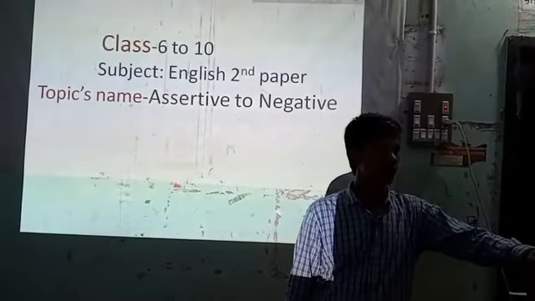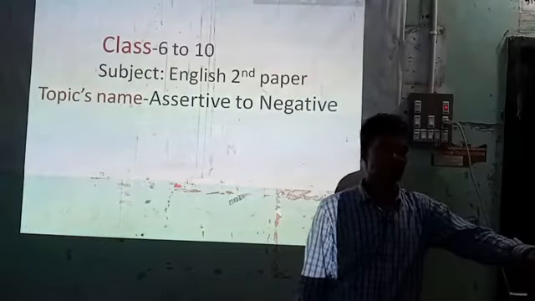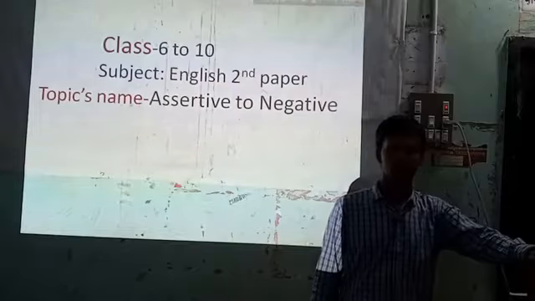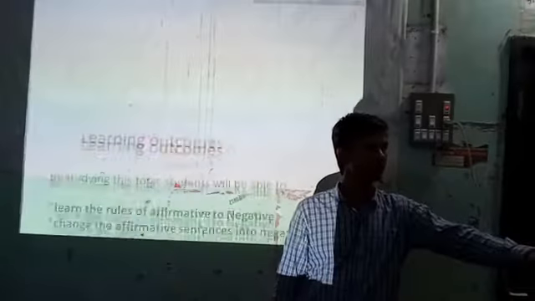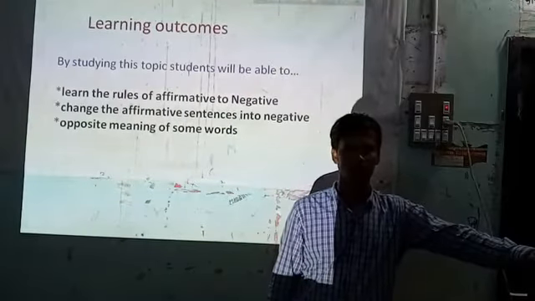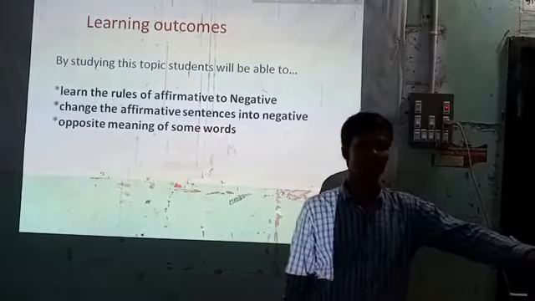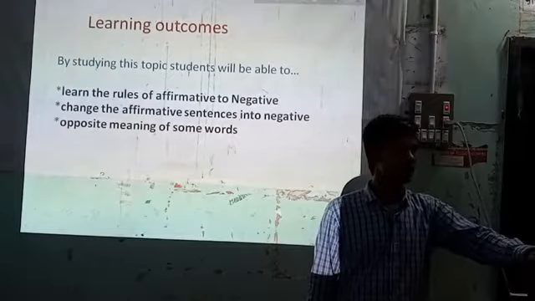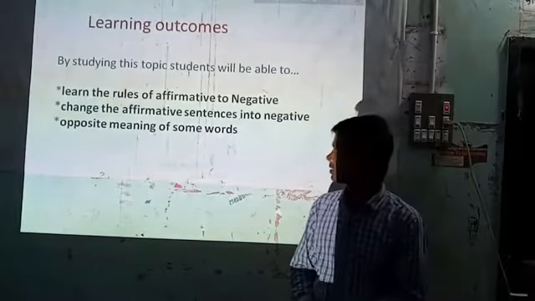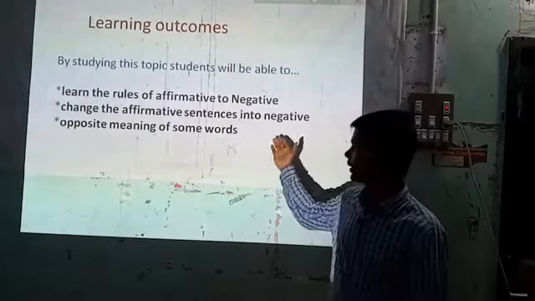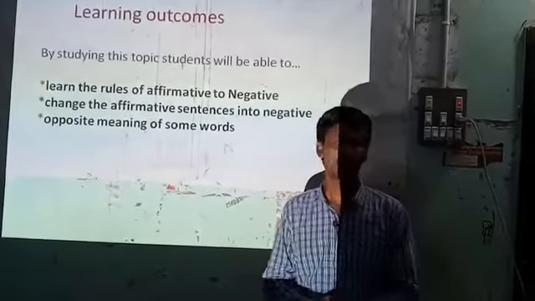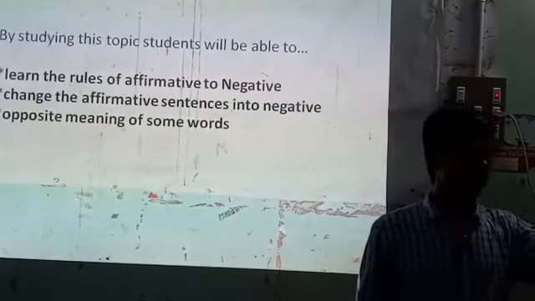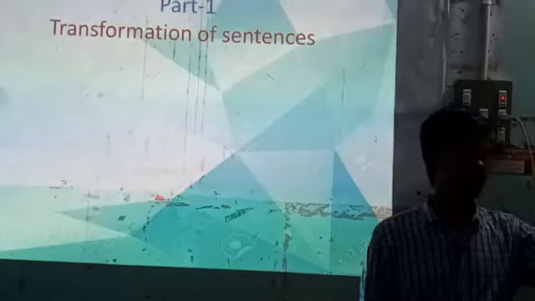Class 6 to 10, subject English second paper, and today's topic is affirmative to negative. Learning outcomes: after studying this lesson, you will learn the rules of affirmative to negative, how to change affirmative sentences into negative, and the opposite meanings of some words. So, dear students, be careful and be attentive.